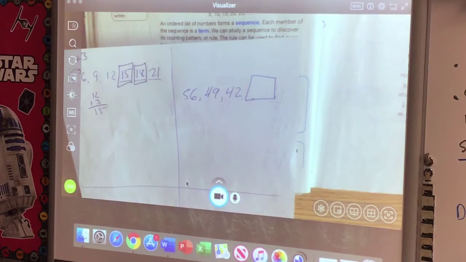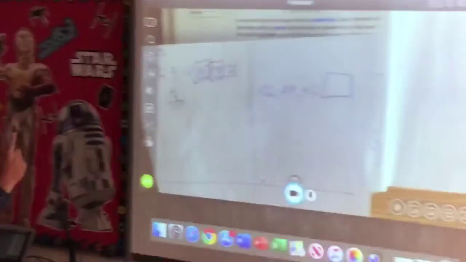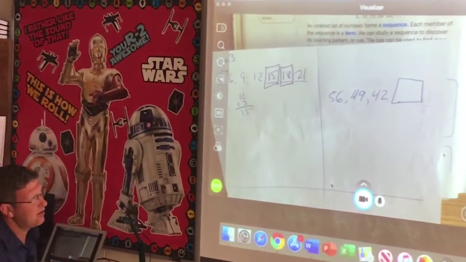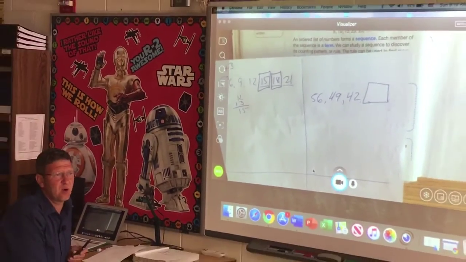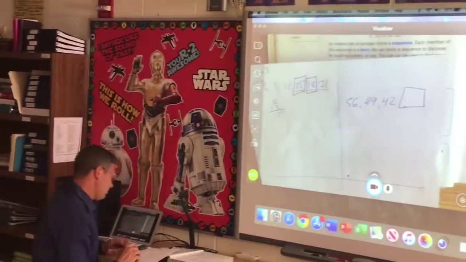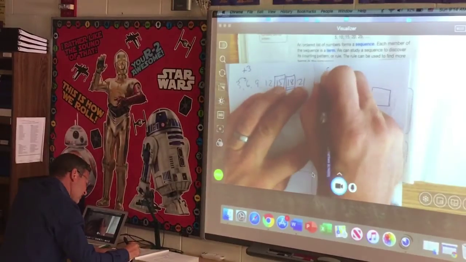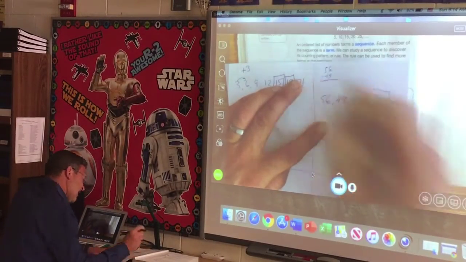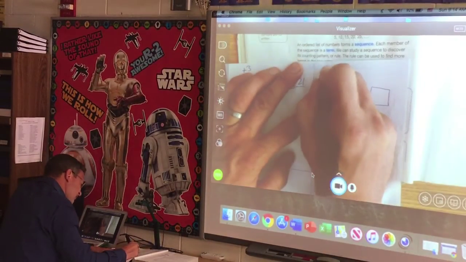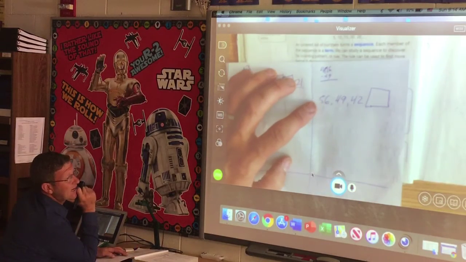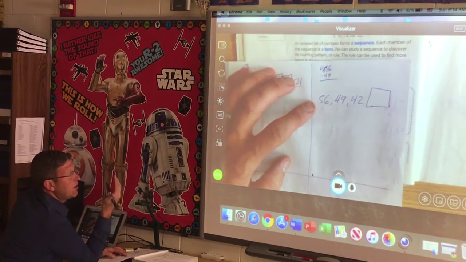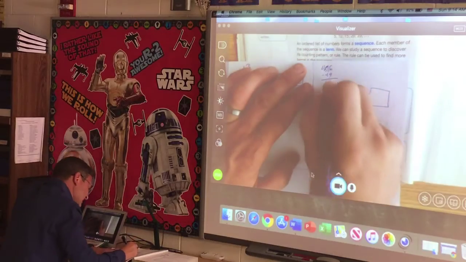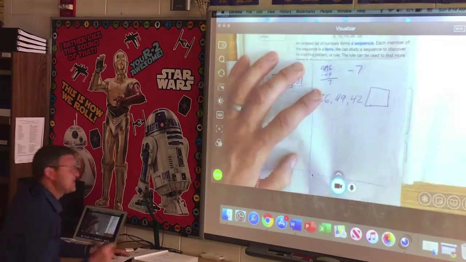Let's do it together. Am I going up or am I going down? 56 to 49 sounds like I'm going down. What am I going down by? Well, let's figure it out. 56 minus 49. Cross out the 5, make it a 4. 16 minus 9. 15, 14, 13, 12, 11, 10, 9. Hopefully you came up with 7. Minus 7 is my rule.